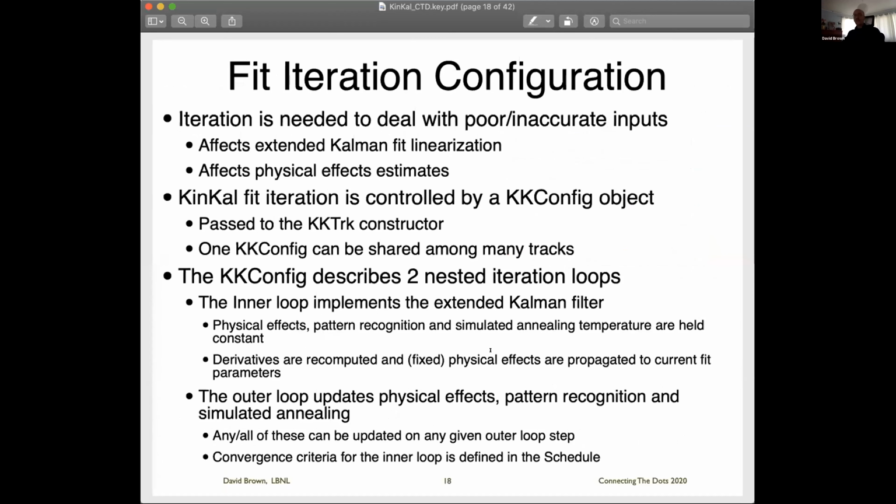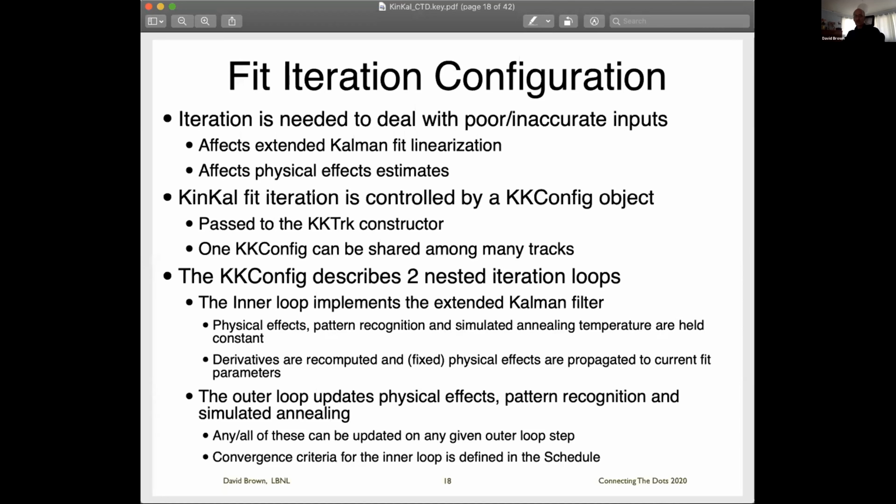So fit iteration is critical to get correct fit results because the initial parameters and the initial inputs are often inaccurate. This affects the linearization. The Kalman fits we execute are actually extended Kalman fits. They're linearizations of nonlinear equations, and starting from the wrong location, the original values, gives you the wrong derivatives and linear effects. But it's also a physical implementation detail that is often incorrect. Pattern recognition or assignment of, say, left-right hit ambiguities need to be updated as the fit iterates.